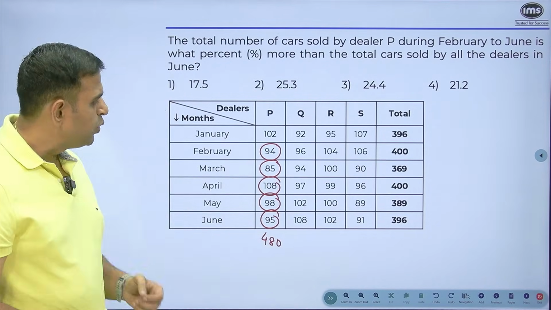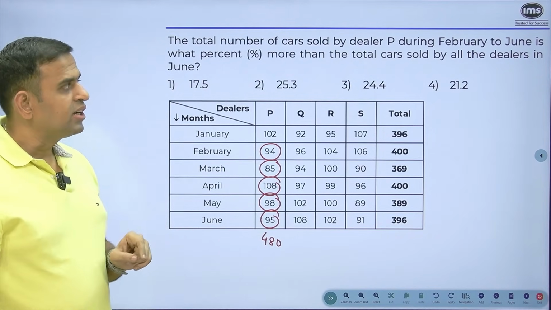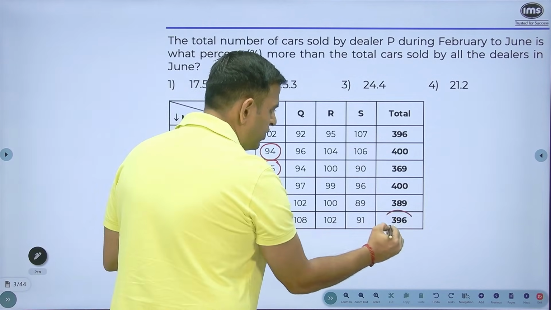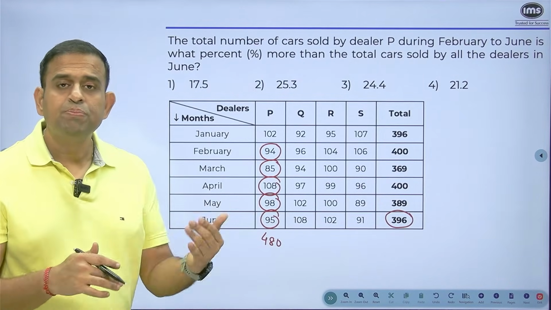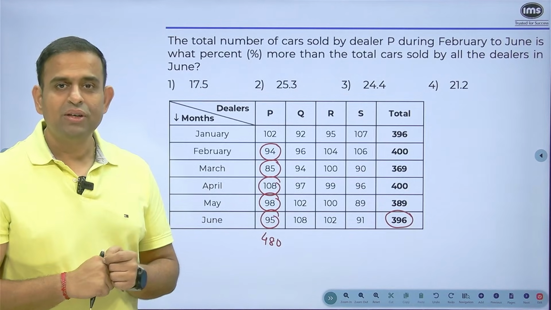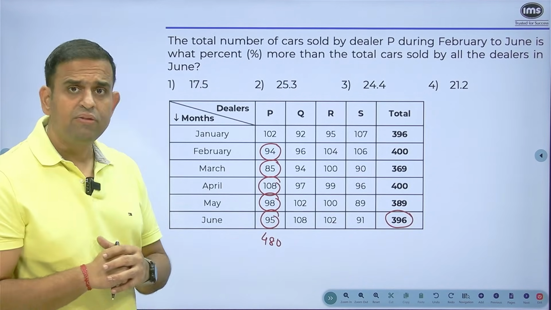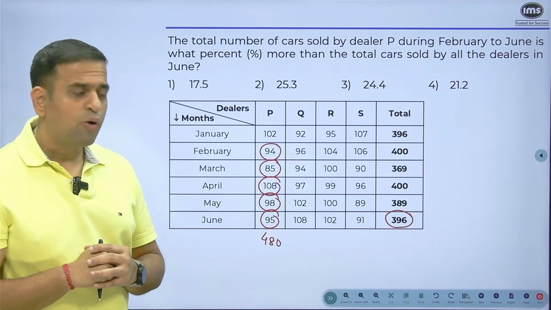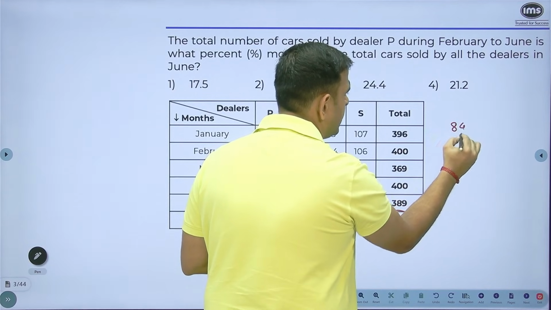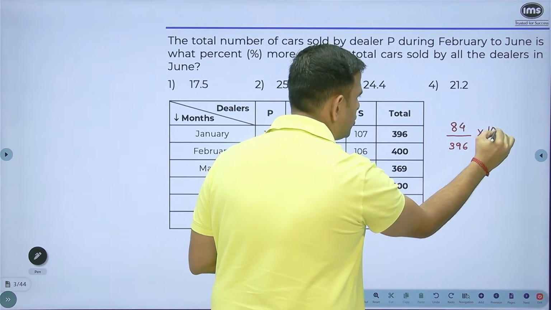Now my task is to know that this 480 is what percentage more than the total cars sold by all the dealers in the month of June. In the month of June, they have sold 396. So the simplified question becomes: 480 is what percentage more than the number 396. The difference, 480 minus 396, comes out to be 84. So it now becomes 84 more compared to a quantity which is 396, times 100.